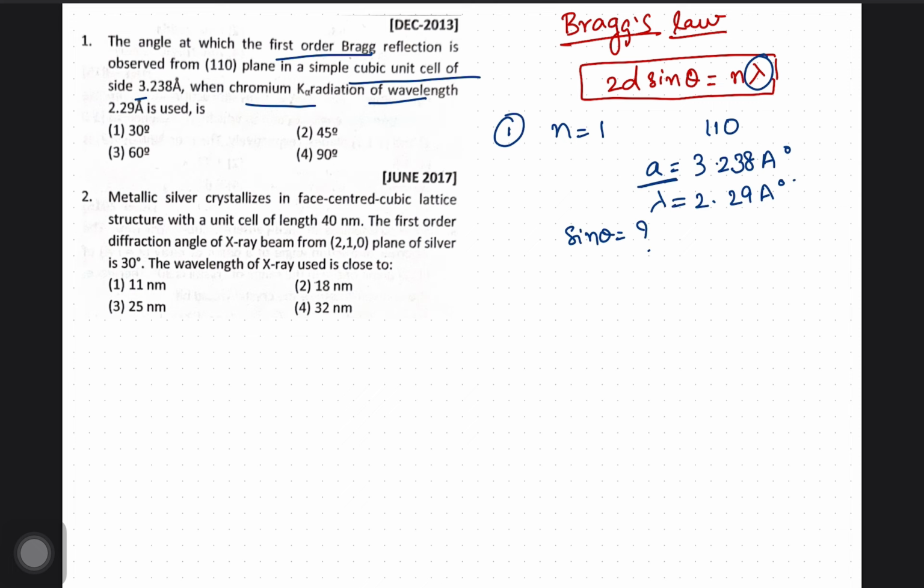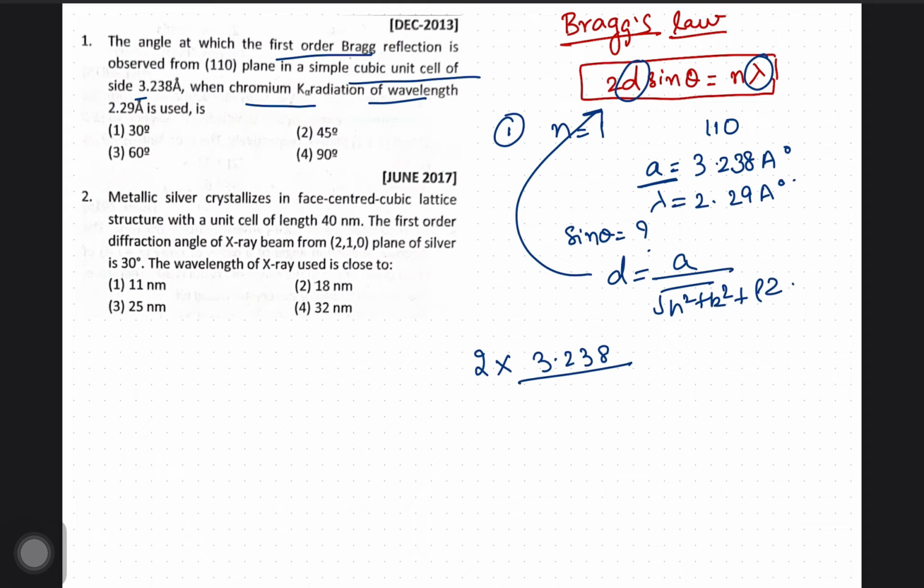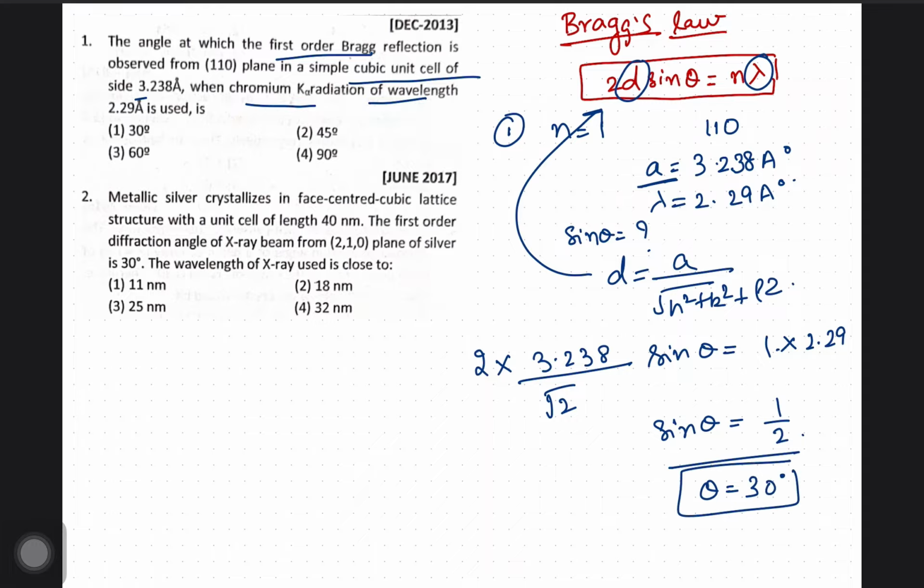See, firstly you have to evaluate d. You know that the formula of d is A upon root of h square plus k square plus l square, right? So while evaluating, you will get root 2 and you have to put that in this. A is this much, h square plus k square plus l square becomes root 2, sine theta, n is 1, and lambda is 2.29. Upon solving everything, you get sine theta is equal to 1 by 2. Obviously at theta 30 degrees, sine theta is 1 by 2, so the answer will be 1, right?